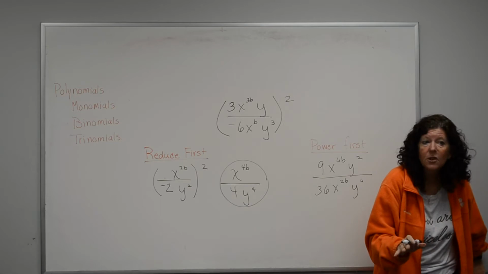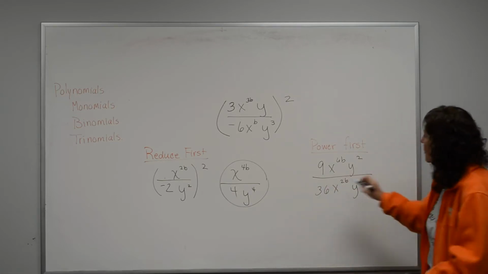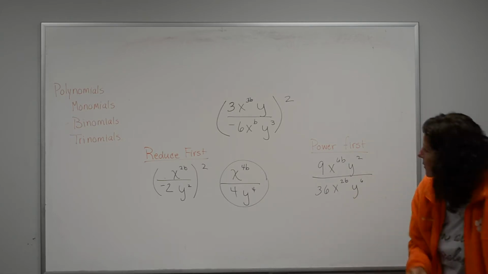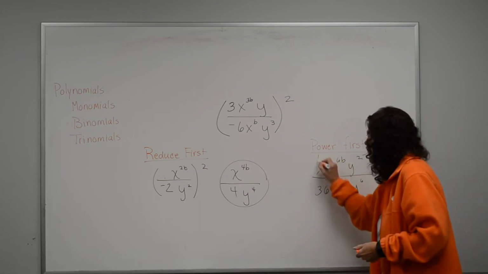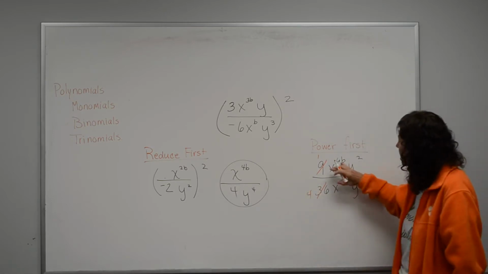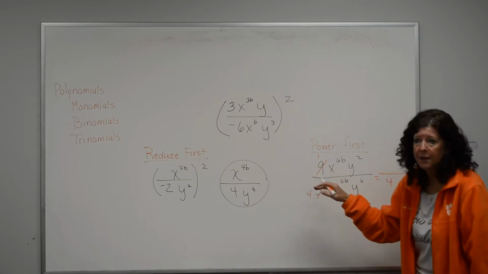So I either reduce it at the beginning or I reduce it at the end. So now I have 9 over 36, which reduces down to 1/4, right? 9 over 36. Okay, I have 6, so I've got 4 on the bottom. I don't have to put the 1 there.